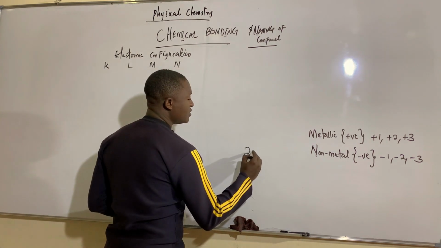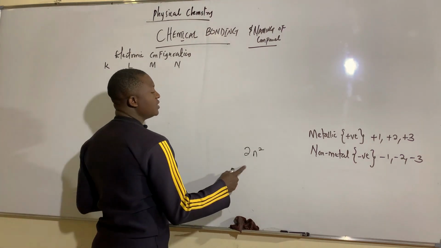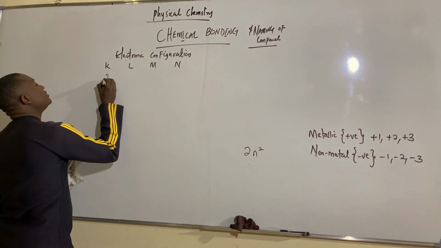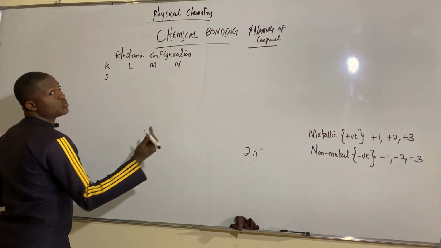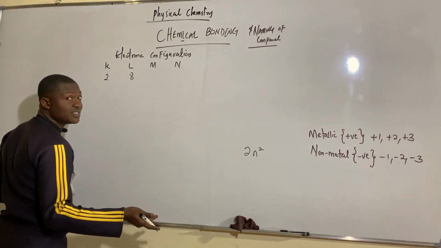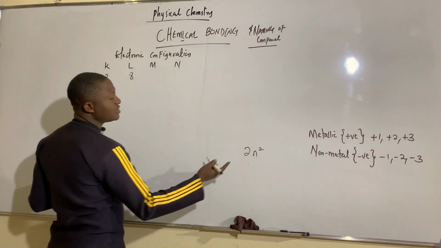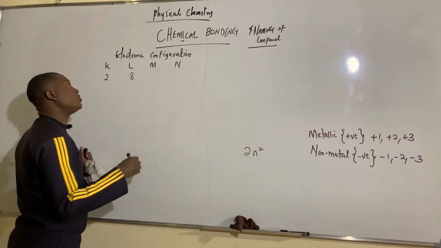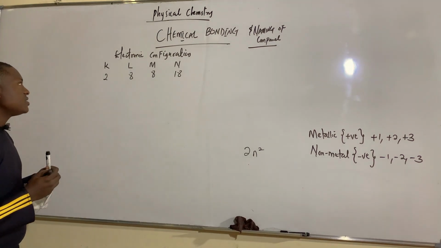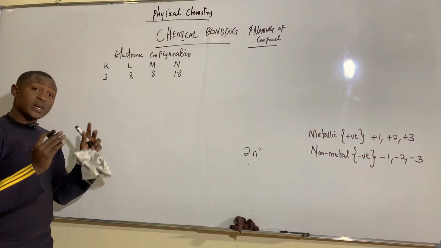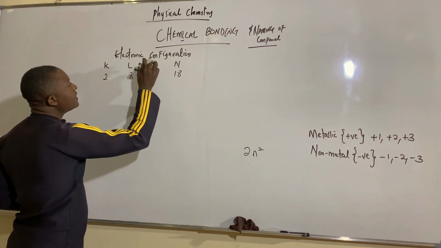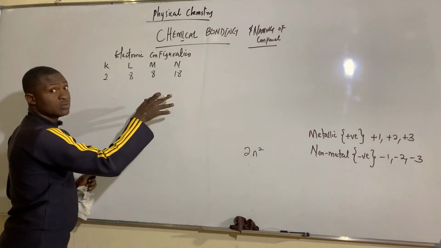We have a law that we are going to be using: 2n squared. The first one, if n is 1, 2 times 1 squared is 2, meaning the maximum for this shell is 2. If n is 2, 2 squared is 4, 4 times 2 is 8. If n is 3, 3 times 3 is 9, and 9 times 2 is 18. But we are taking a U-turn now, so this is 8, this is 18. To write the electron configuration in this case, it's supposed to be 2, 8, 18, then 32, right?